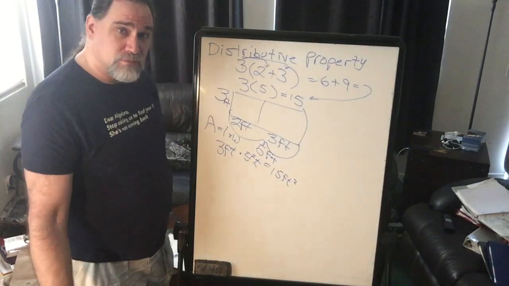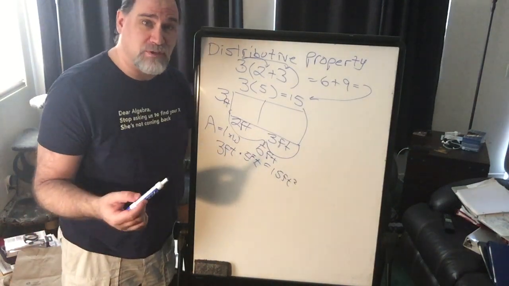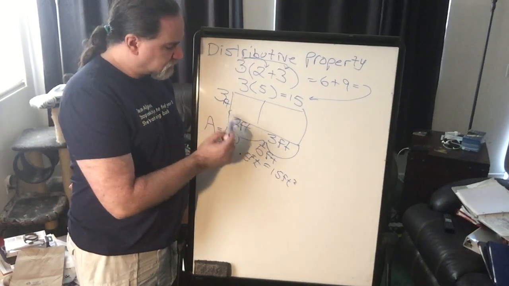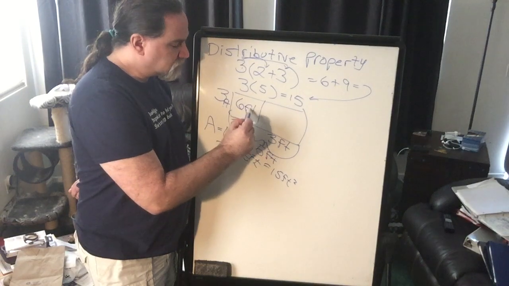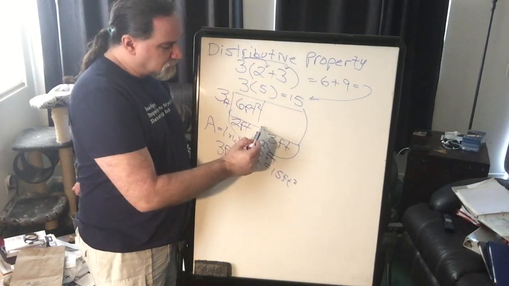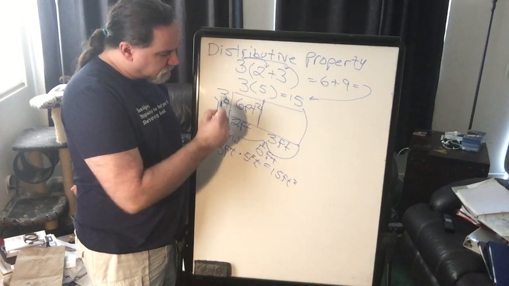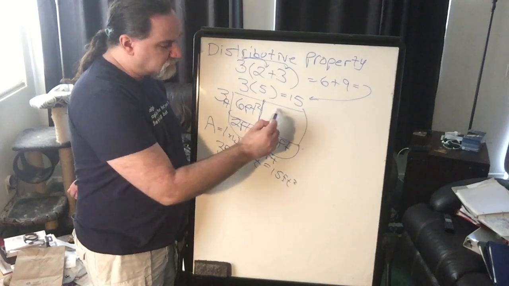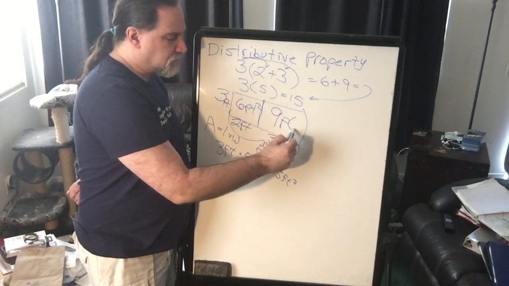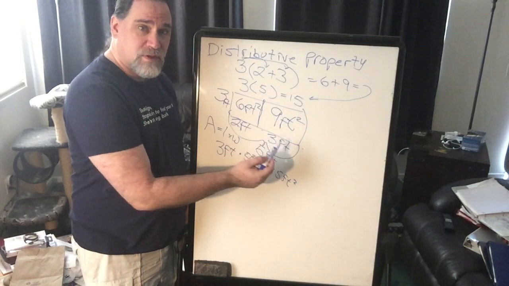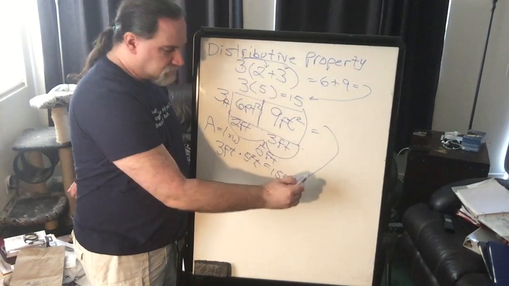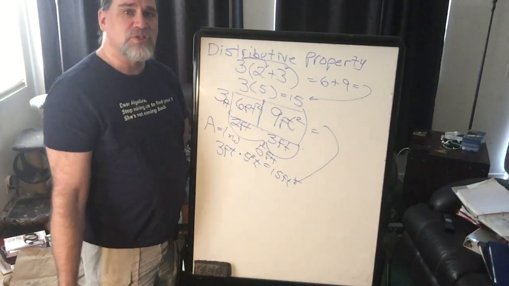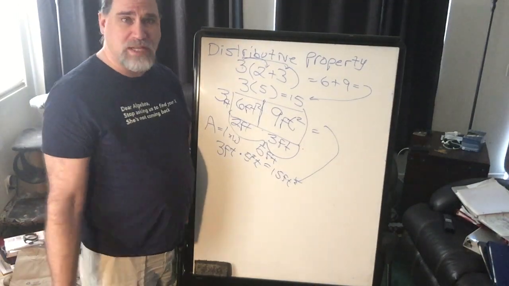But we could also have done it as two separate little fields. This field is 3 times 2. It's a 3 by 2. That's 6 feet squared. And this one, this is 3 as well, just like this one. And 3 times 3 is 9 feet squared. And together, those two, again, equal that 15 feet squared. So we had an option. We had two ways we could handle this problem.